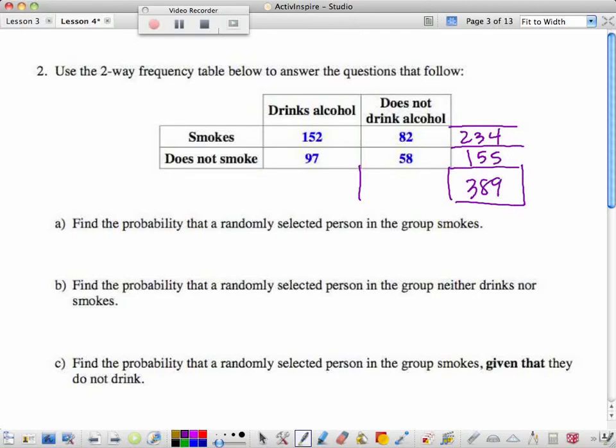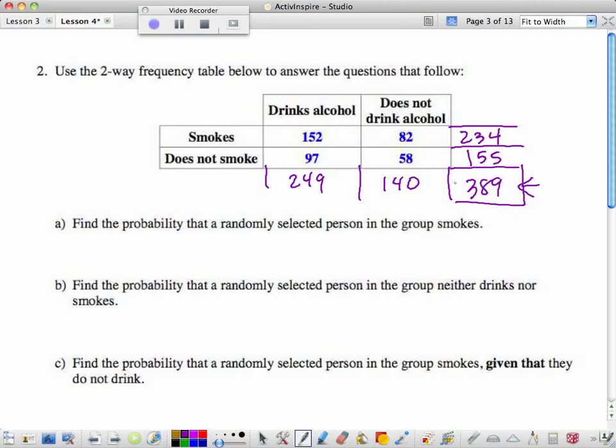But I want to double check that. 152 plus 97 is 249. 82 plus 58 is 140. And then just double check: 249 plus 140, that's 389. So this is the total number of people who answered the survey, 389.